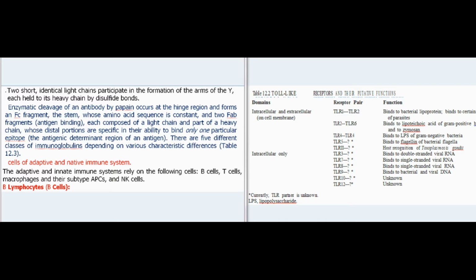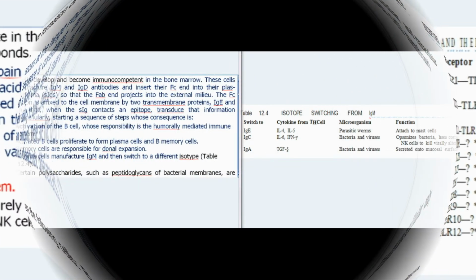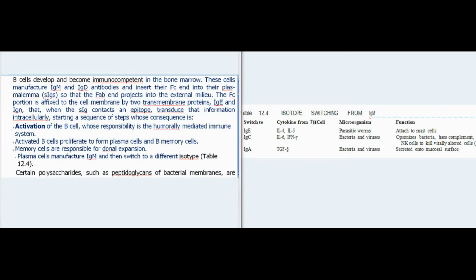There are 5 different classes of immunoglobulins depending on various characteristic differences, Table 12.3. Cells of adaptive and innate immune system. The adaptive and innate immune systems rely on the following cells: B cells, T cells, macrophages and their subtype APCs, and NK cells. B lymphocytes. B cells develop and become immunocompetent in the bone marrow.